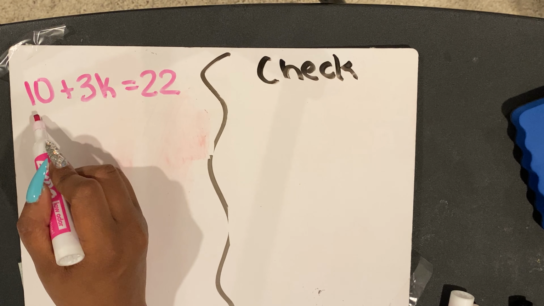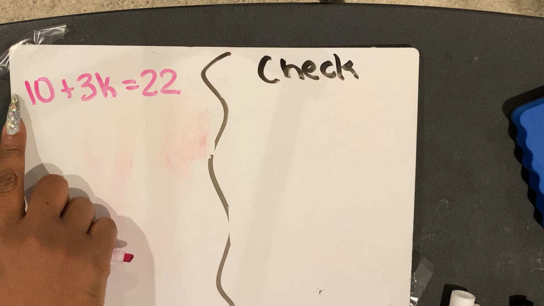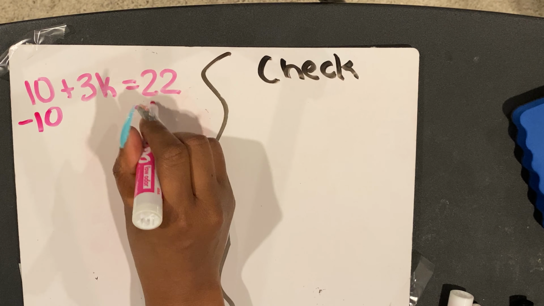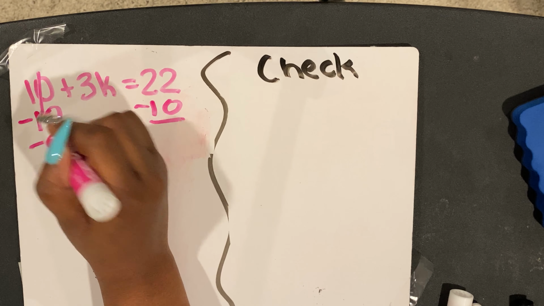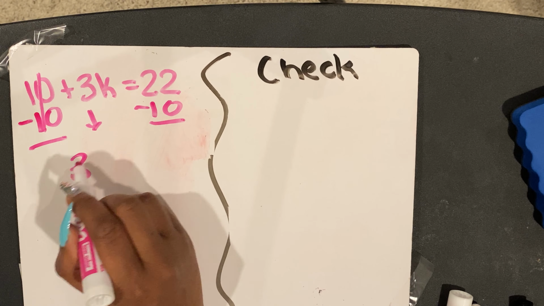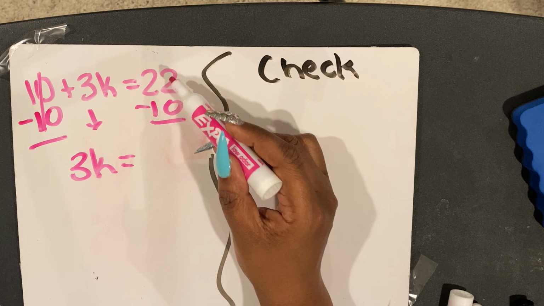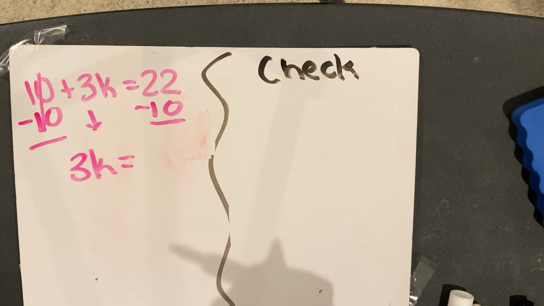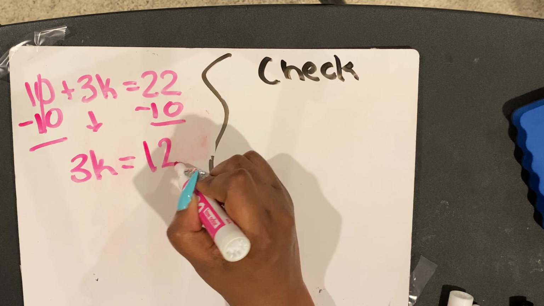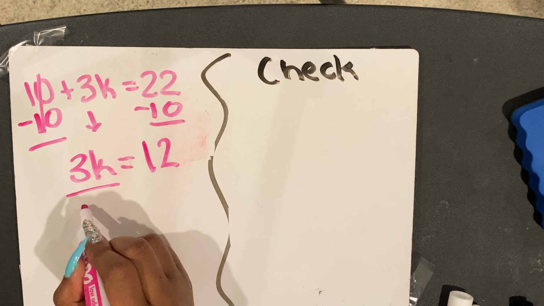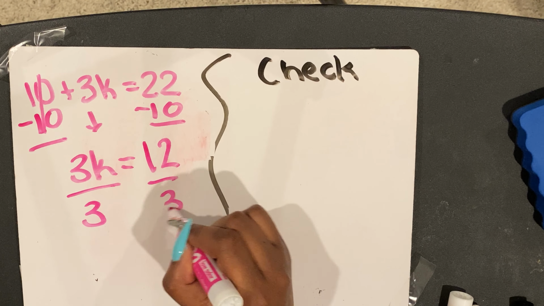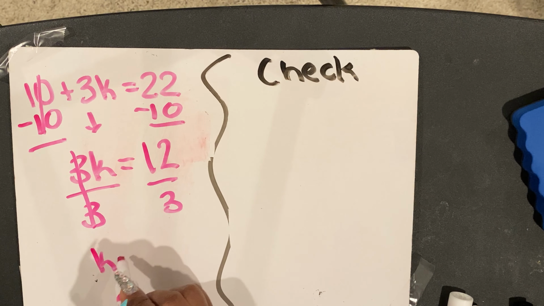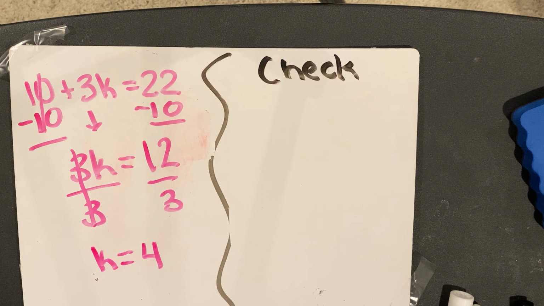So because this is a positive 10, and I know that because there is no negative in front of it, I need to subtract 10 from both sides. Those zero out. I bring down what I did not use. 3k equals 22 minus 10. What is 22 minus 10? You're going to get 12. I'm going to do the next step, which is divide both sides by 3. This cancels out. K equals 4.